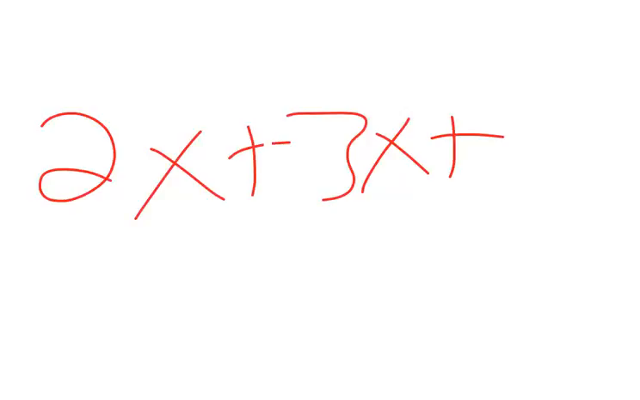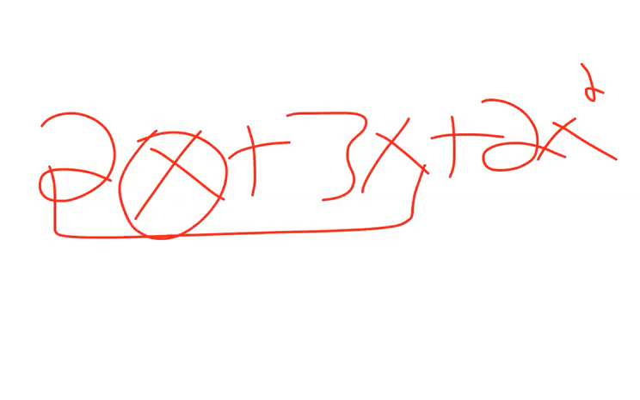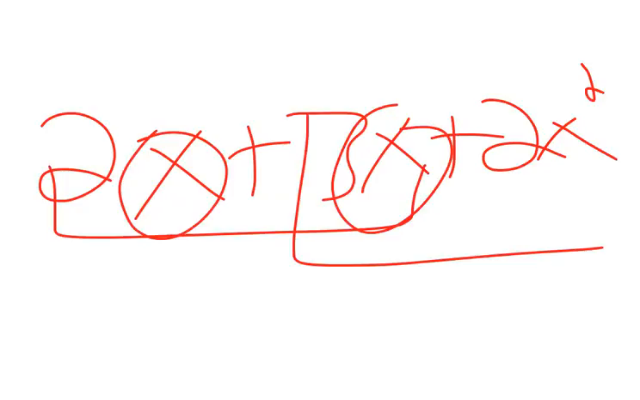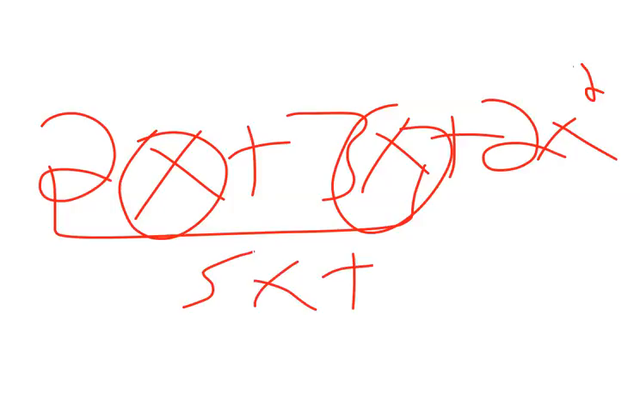Same thing, like 2x plus 3x plus 2x squared. What will that equal? Well, these are like terms because there's an x and an x. These are not like terms, but these are. So you add them up: 5x plus 2x squared.